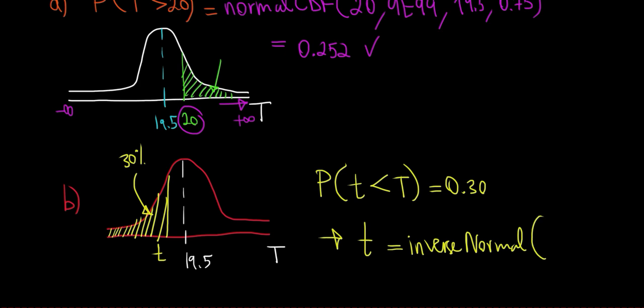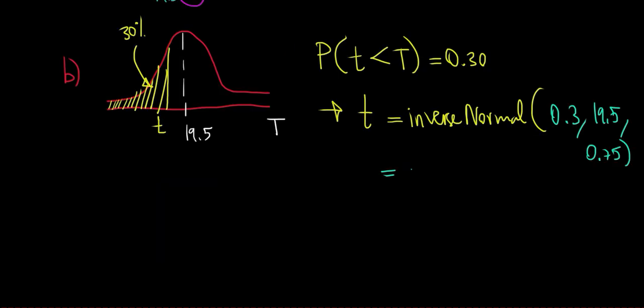I'm gonna put in my bracket the area, which is going to be 0.3, the mean 19.5, and the sigma of 0.75. All of this is on the calculator as always. Inverse normal is right underneath the normal CDF. So we put all these things on our calculator and check for the answer. That would be 19.1 degrees. So that's the answer to question B.